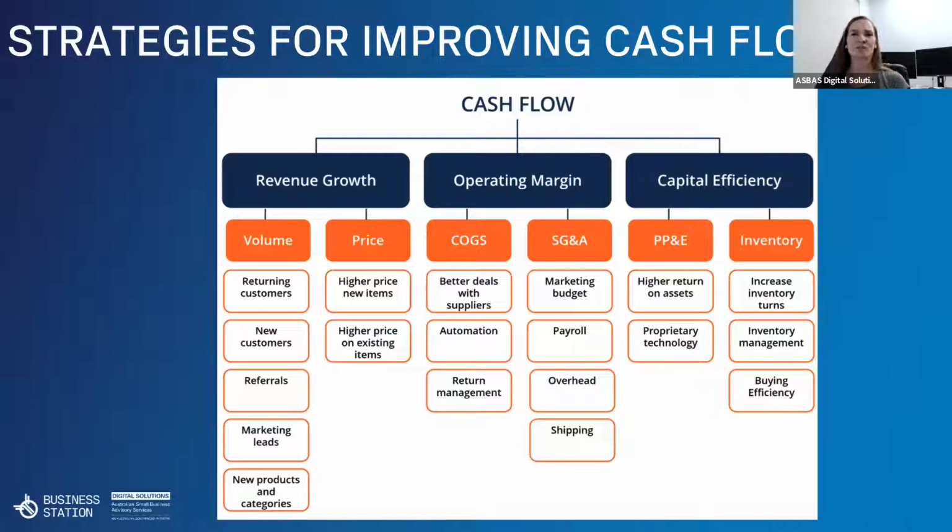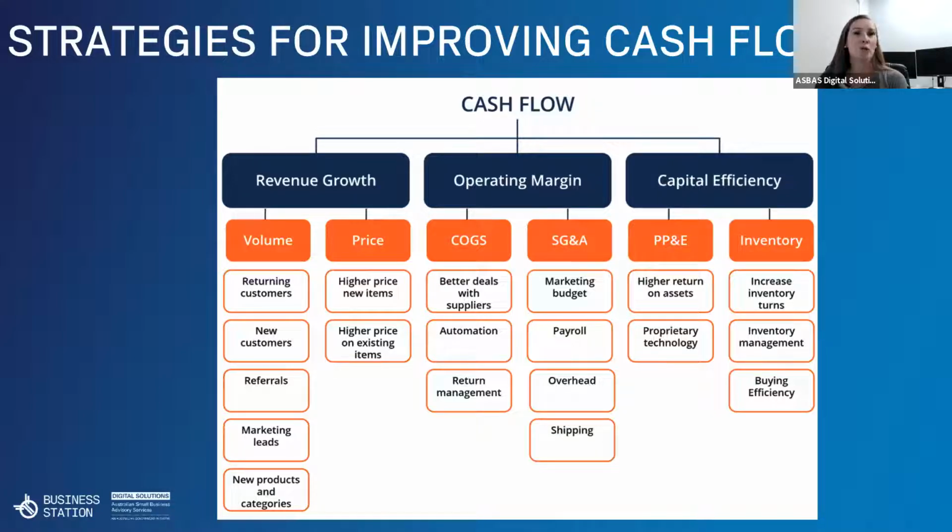So strategies for improving cash flow generally fall into one of three categories. That could be revenue growth, it could be your operating margins, or it could be capital efficiency. We're going to take a look at some of the key areas within those three main pillars, but it's definitely worth looking at all areas of your cash flow, obviously looking at what's relevant to your specific business. So not all of this that you see on the screen will be relevant to you.